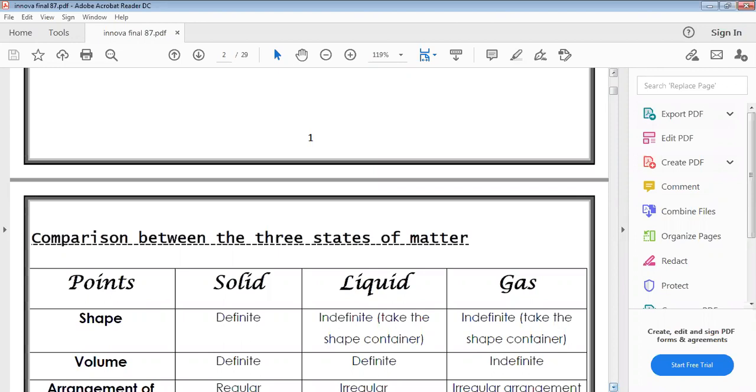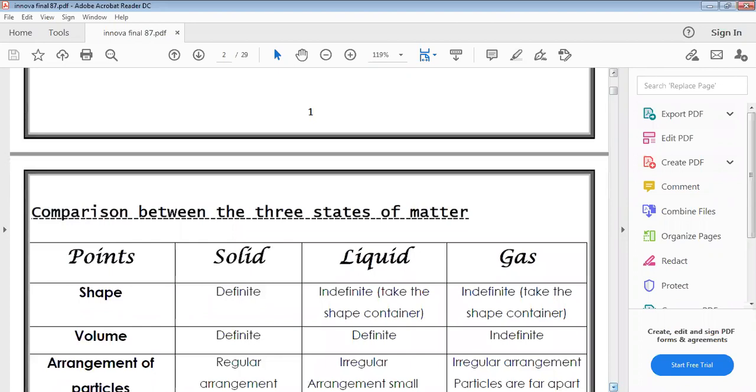The volume of the gas is indefinite because all the time the gas is flowing and moving randomly from one place to another. Even if you are sitting in the room, the gas is flowing and moving all the time, so it has no definite volume. The volume you cannot measure.